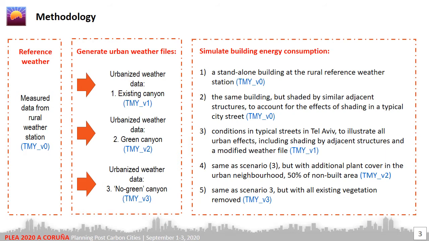In the second stage, building energy consumption was simulated in 5 scenarios: a standalone building at the rural reference station, the same building but shaded by adjacent structures, conditions in typical streets in Tel Aviv incorporating urban factors such as anthropogenic heat and shading, and 2 scenarios similar to scenario 3 with additional plant cover up to 50% of the non-built area or with all existing vegetation removed.